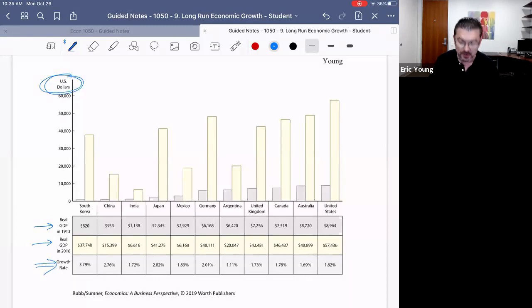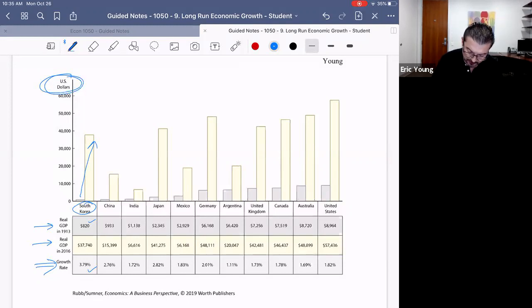And when you look at this, you can see some really significant trends, some failures, some successes, a lot of lessons here. Take just as an example South Korea, which was exceedingly poor in 1913, with a real GDP per capita of $820. That's nothing. Yet they sustained a 3.8% growth rate for that century. And today you see this massive increase. They're one of the wealthiest countries in the world.